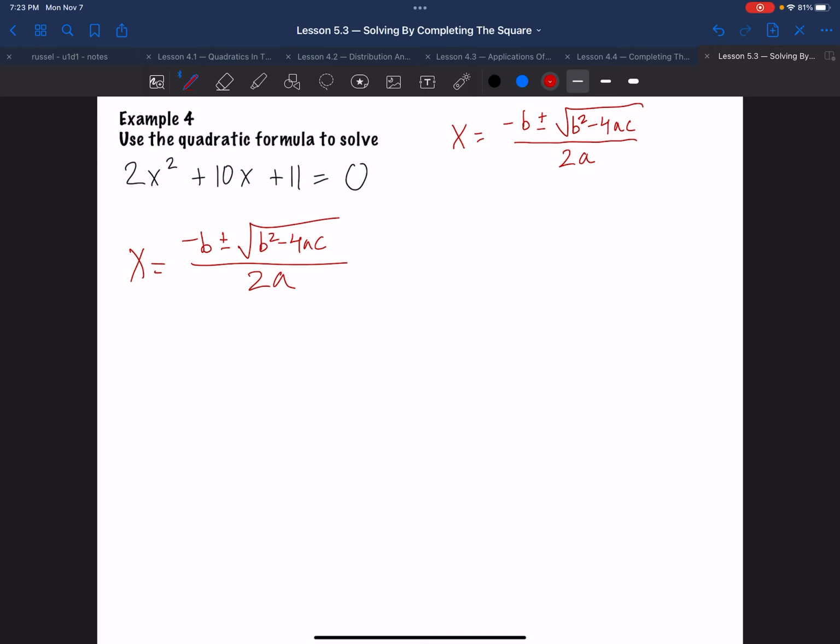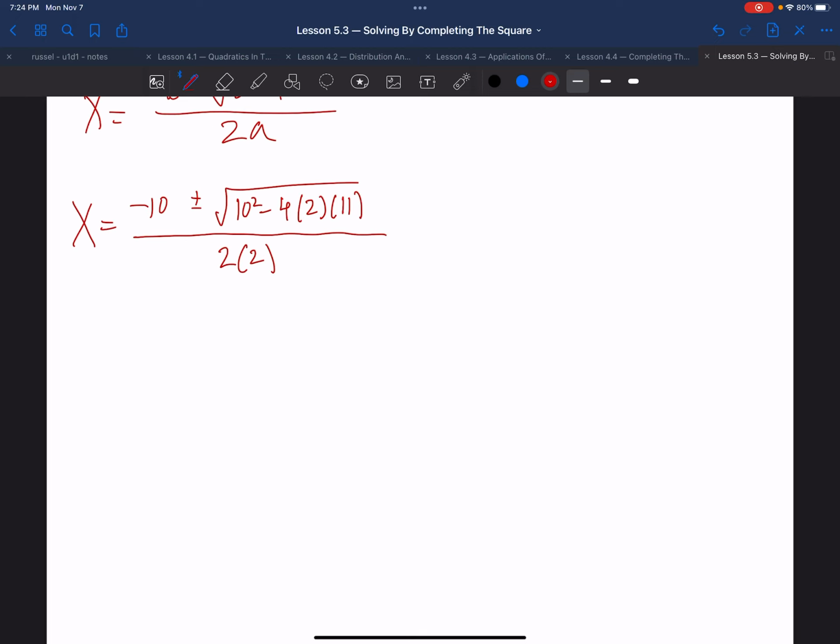But let's actually put this in. So x equals negative b. All right, that's b, that's c, that's a. So that's negative 10 plus or minus the square root of 10 squared minus 4 times a is 2 times c is 11, all over 2 times a is 2. So I say x equals negative 10 plus or minus the square root of 100 minus 4 times 2 is 8, 8 times 11 is 88, all over 2 times 2, which is 4.